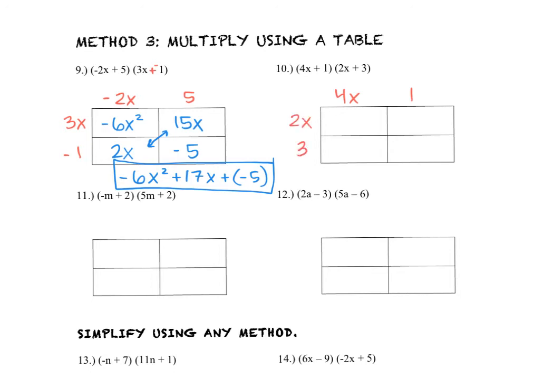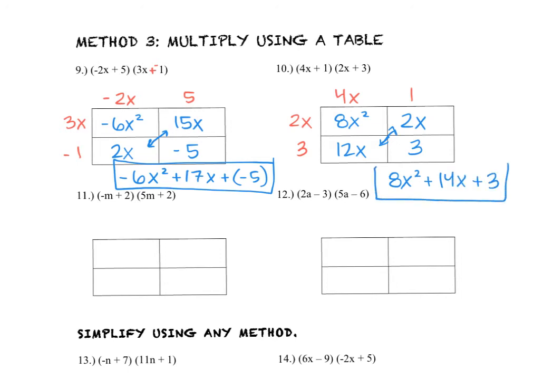So 4x times 2x is 8x squared. 2x times 1 is 2x. 4x times 3 is 12x, and 3 times 1 is 3. So I've got 8x squared, and then I'm going to add the 12x and the 2x to get 14x plus 3. And that would be my final answer there. Again, I'm doing just what I did in the first two methods. I'm just setting it up a different way.